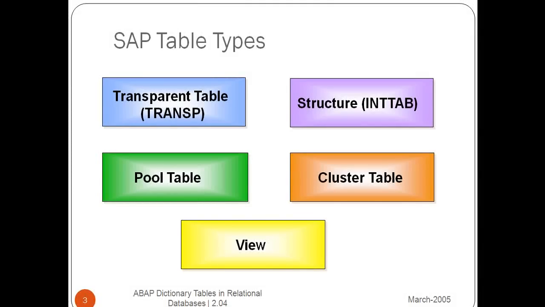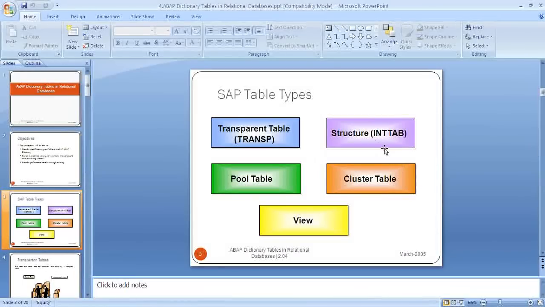Now, this is how many kinds of tables are possible in the ABAP dictionary. It could be a transparent table, structure, pool table, cluster table, and view. Pool tables and cluster tables are completely outdated. Now what exactly is a transparent table? Most of the tables are transparent tables only. What is a structure? A structure is nothing but a skeleton.